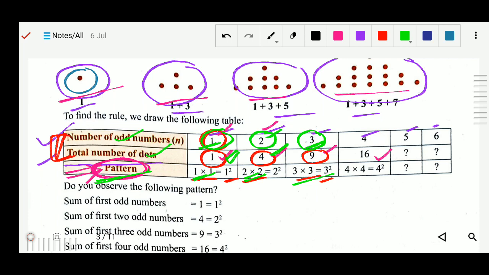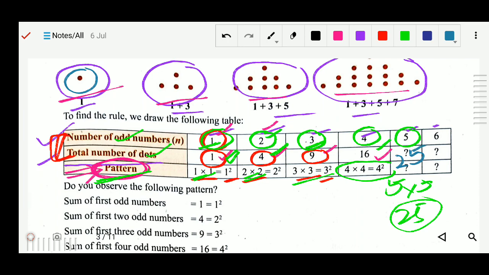So now we understand that if I have to find the fourth one, what we will do is 4 into 4, so that's 16 dots we will arrange. If I have to find the fifth shape, what we will do here is 5 into 5, which means 25. So how many dots will there be in total? There will be 25 dots. Like 6 into 6 is 36. So how many dots will there be? 36.